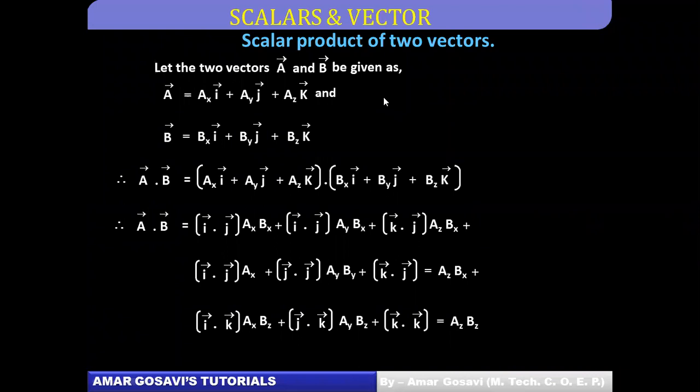Now just try to understand one interesting thing over here. We all know i cap dot i cap, this was i cap, right? So i cap dot i cap is 1, but i cap dot j cap is 0. k cap dot j cap is 0. So first row, the first term will be 1, the other two terms will be 0. Similarly, i cap dot j cap in the second row will be 0.